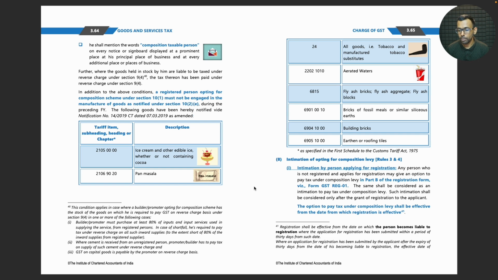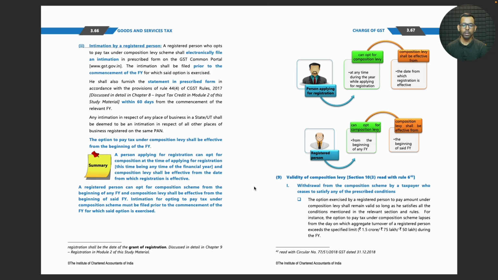Such intimation shall be considered only after the grant of registration to the applicant. The option to pay tax under composition levy shall be effective from the date from which registration is effective. We will read till the end of this page. The second point is intimation by a registered person.